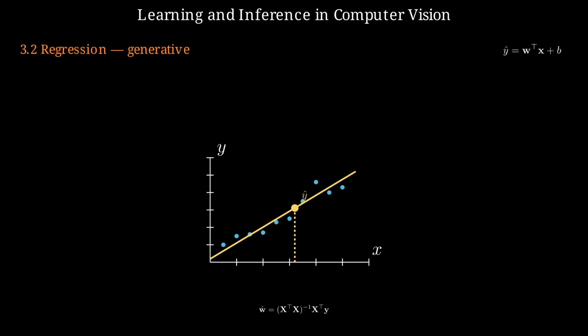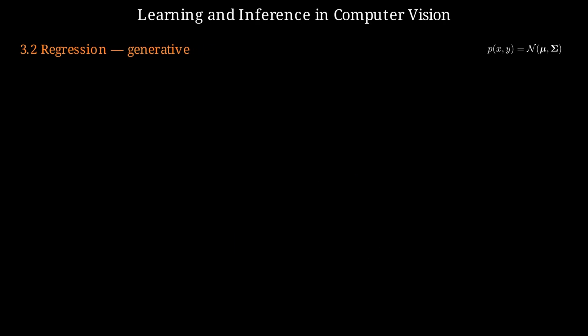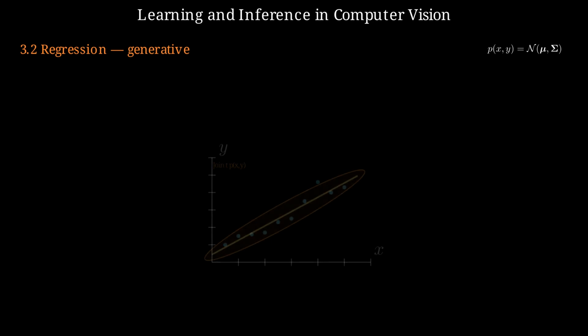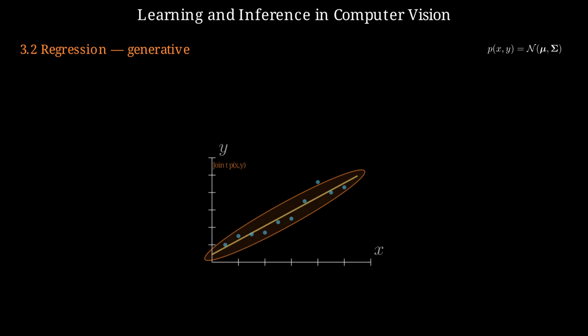The generative approach to regression begins one level higher in the probability hierarchy. Instead of modeling Y given X directly, we posit a joint distribution over both variables. The simplest continuous choice is a bivariate Gaussian with mean vector mu and covariance matrix sigma. Maximum likelihood on training data estimates those moments. Mu hat is the sample mean vector, sigma hat is the sample covariance.